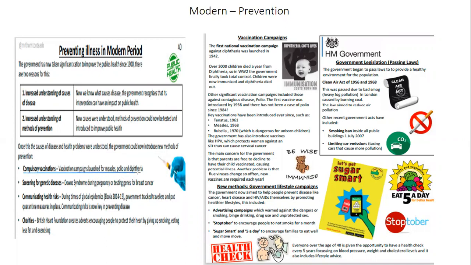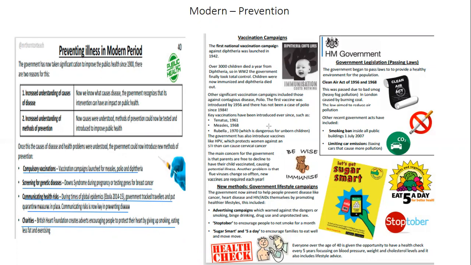So compulsory vaccinations, vaccine campaigns launched for measles, polio, and diphtheria. Screening for genetic diseases, so Down syndrome during pregnancy, or testing genes for breast cancer. Communicating health risks. So during times of global epidemics, for example, Ebola, 2014-15, government tracked travelers and put quarantine measures in place, and discussed with the other countries that suffered with this to try and prevent mass spread of epidemics. And also charity. So British Heart Foundation creates adverts encouraging people to protect their heart by giving up smoking, eating less fat, and exercising. But what else did the government do?